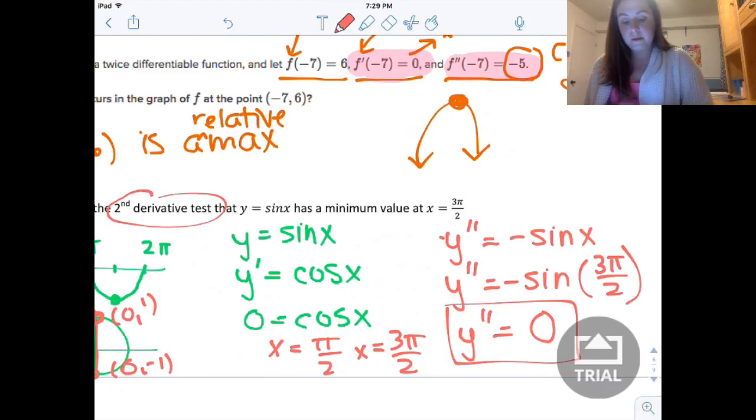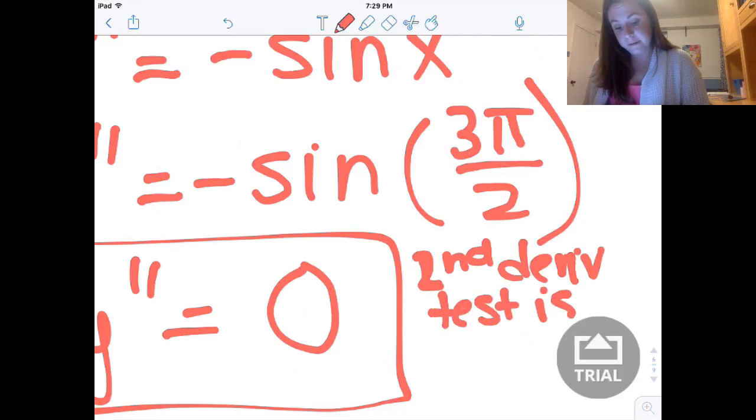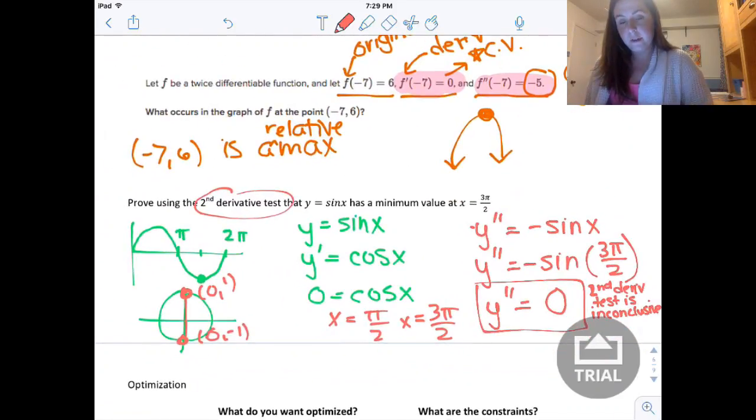This tells me that the second derivative test is inconclusive. It doesn't mean it's not a min. We know it is, right? So in order to find if it's a minimum, you need to go back to the first derivative test. So you might get asked tomorrow to do the second derivative test or to just say, why is this inconclusive? And that would be something that would be important there.